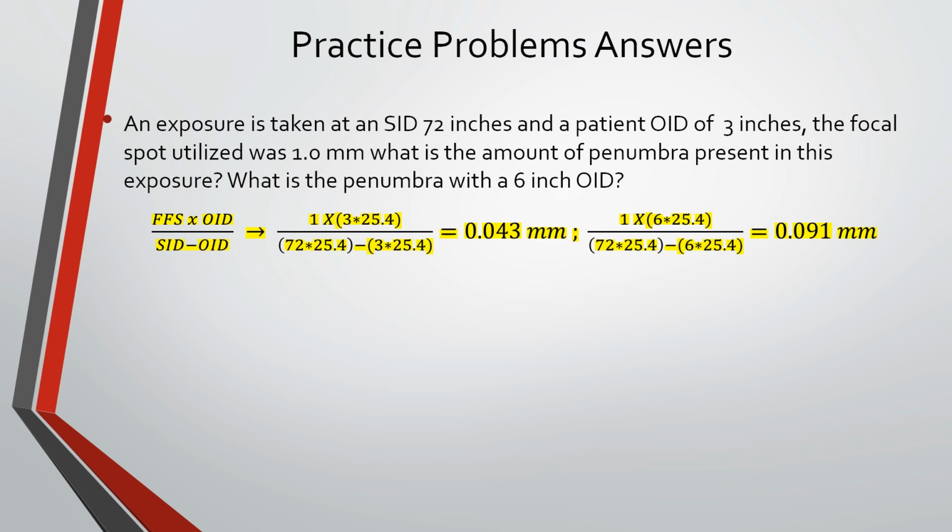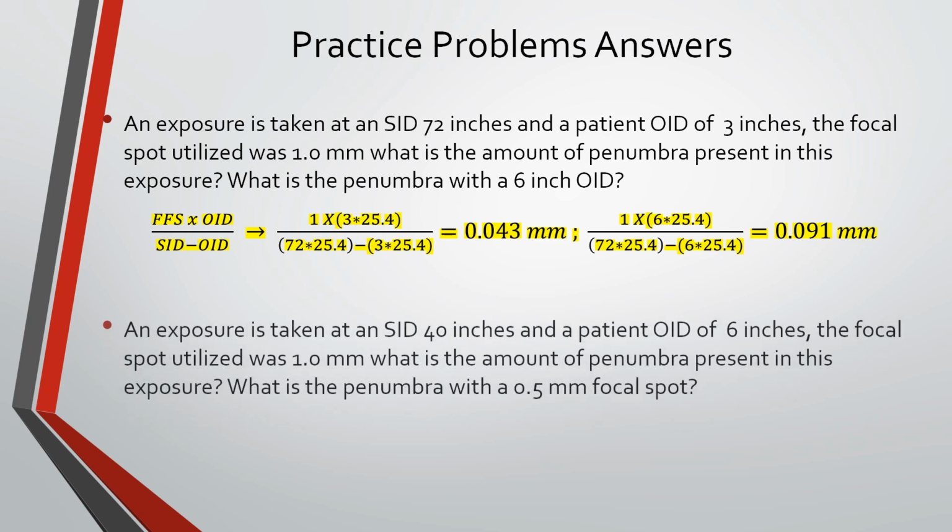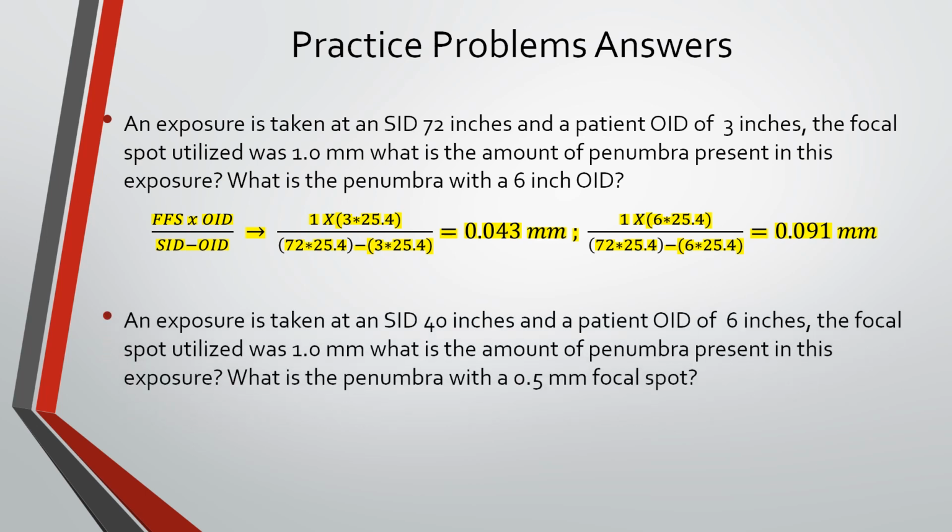Okay, so we can see that here very clearly. And in your text, that may be expressed as micrometers, so we just go 1, 2, 3, and it'll be 91 micrometers. Okay, and the next question: an exposure is taken at an SID of 40 inches and a patient OID of 6 inches, the focal spot size utilized was 1 millimeter. What is the amount of penumbra present in this exposure?